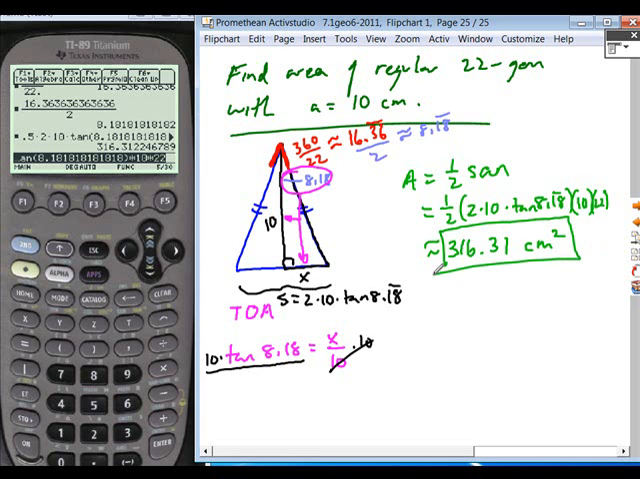Is everybody able to follow that process? It's pretty standardized. This is pretty much the way you're going to see these problems. You're either going to be given the length of the side or the apothem, and you have to find the other pieces based on that.